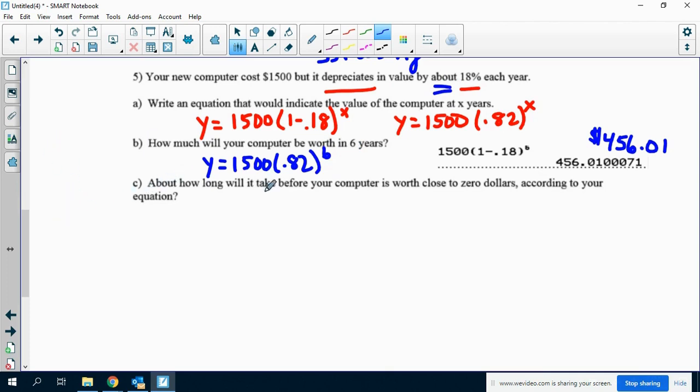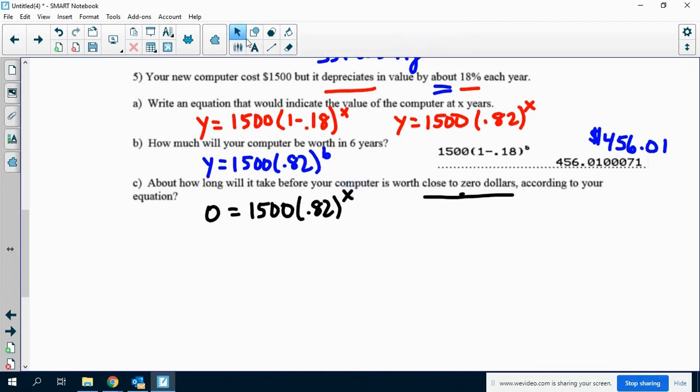And then part C, how long will it take for your computer to be worth close to $0? It will never equal 0, because you can't have 0 equals a number times a positive number to an exponent. Like, this is never going to end up equaling 0. There's no way I can plug in anything for x to equal 0. But close to 0, let's just say $1. That's pretty close to 0, considering that the new computer cost $1,500.